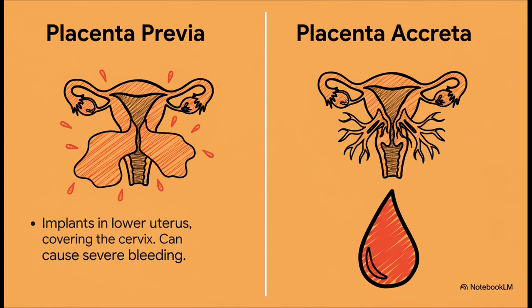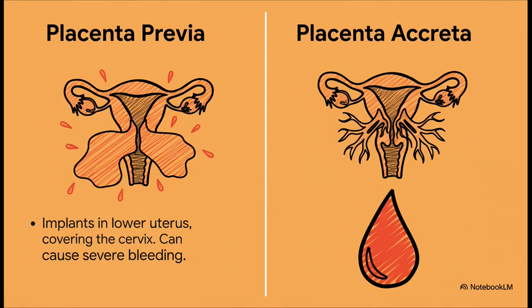Now, besides the cord, the location of the placenta itself is so important. In placenta previa, it implants too low, covering the cervix. This can cause very bad bleeding, especially later in the pregnancy. But even more dangerous is placenta accreta. Here, the placenta attaches too deeply, right into the muscle of the uterus, because that normal boundary layer is just absent.